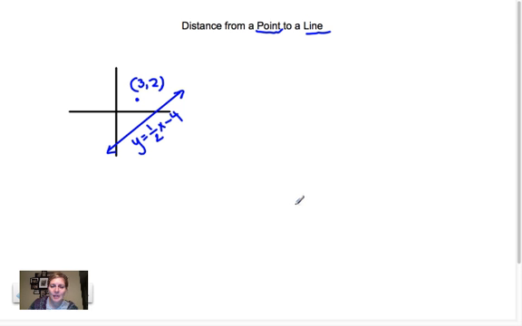So in order to calculate the distance, we know we're going to be using our distance formula. Remember, the distance formula is the square root of x2 minus x1 squared, so the difference in the x values, plus the difference in our y values, y2 minus y1 squared. But in order to use this formula, we need 2 points. We need x1, y1, and we need x2, y2.